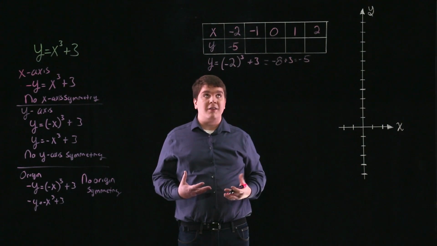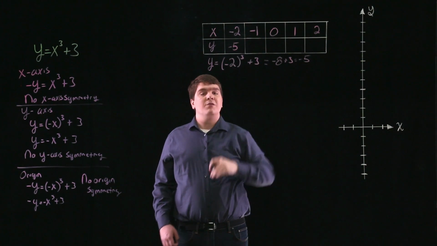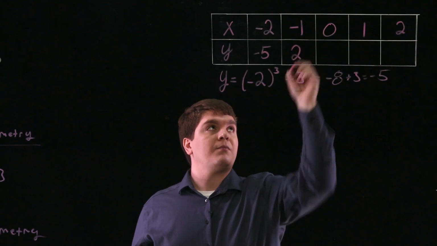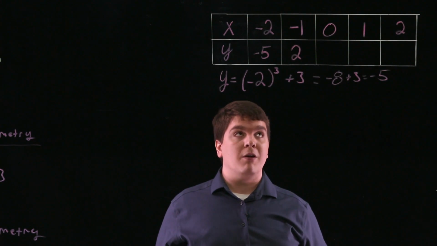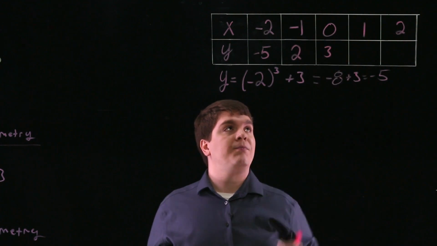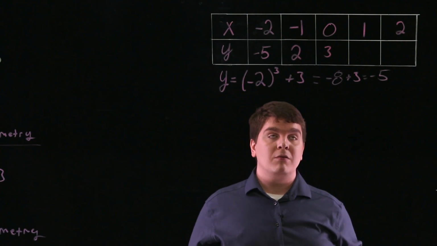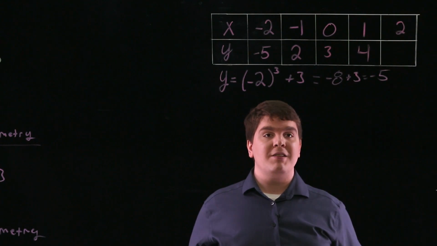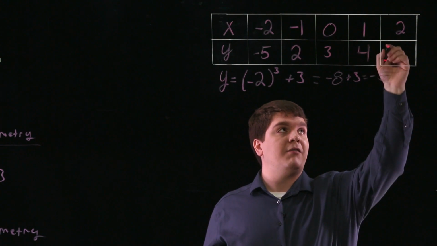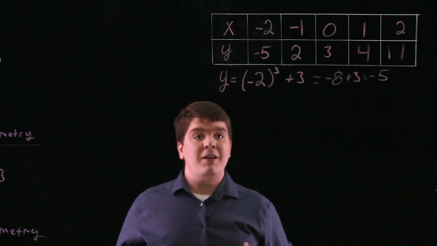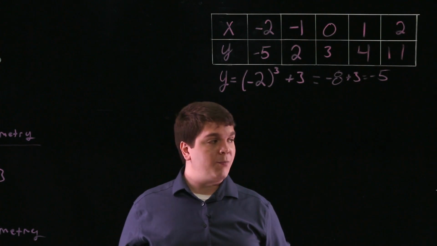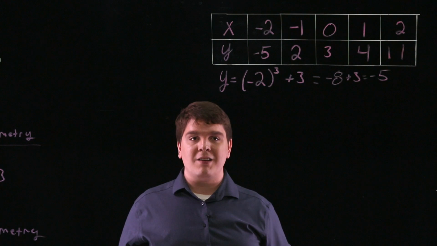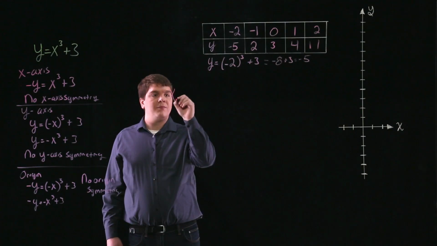Now continuing on like this, what we'll see is that when x is equal to negative 1, y is equal to 2. When x is equal to 0, y is equal to 3. When x is equal to 1, y is equal to 4. And when x is equal to 2, y is equal to 11. So this right here gives us some of our points on our graph. But before we graph the equation, let's go ahead and find both the x and the y-intercepts.